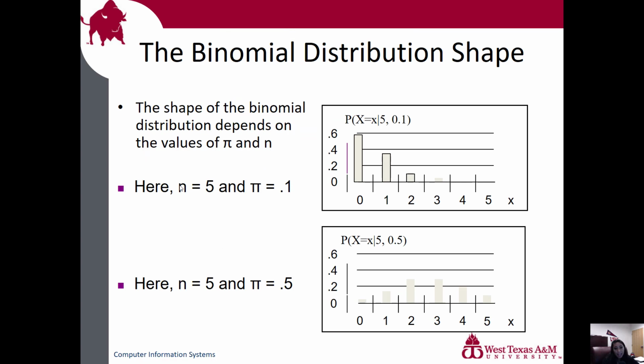Something to consider is that n and the probability for that event do determine the shape of your distribution. So here we have an n of 5 and a probability of 0.1, and here we have an n of 5 and a probability of 0.5.